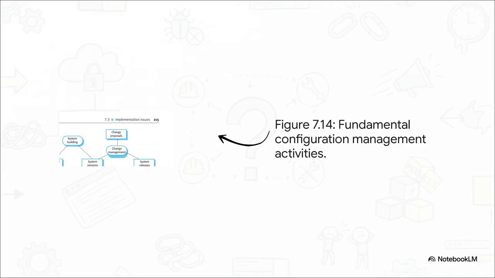And this brilliantly illustrates how that process flows. Change proposals come in right at the top. Those are handled by change management, which feeds directly into managing system versions, and that ultimately leads to system building and finally system releases. To achieve this seamless flow, there are 4 fundamental activities we rely on.